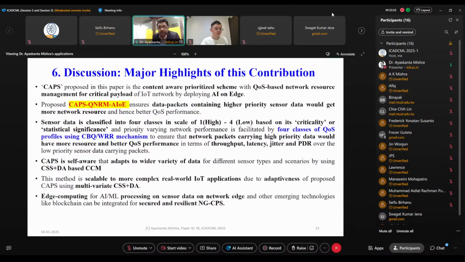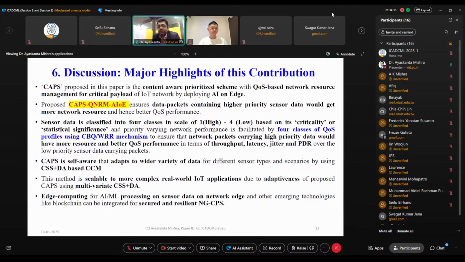So the content-aware prioritized scheme is a self-aware method that adapts to a wider variety of data. So if the data changes, the content statistical significance also changes accordingly, so the priority class also changes. So it's completely self-aware, and it is also scalable for more complex real-world IoT applications. So we can change the IoT application, sensor data will also change, based on that the content characteristic will also change, and the priority will also change. So it is completely adaptive, and multivariate feature extraction will give us that adaptiveness in deployment of real-world IoT applications.